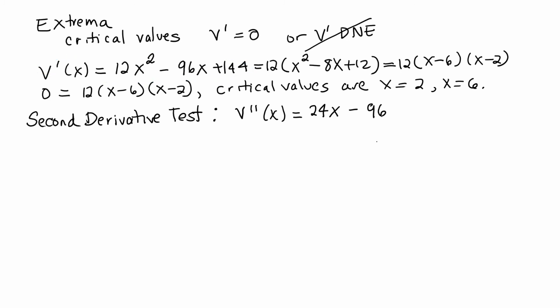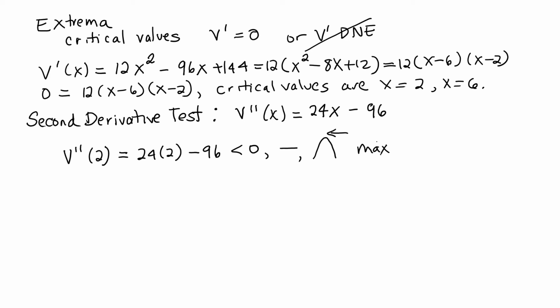Let's evaluate it in each of the critical values. So I want to know the sign of the second derivative evaluated at 2. That's 24 times 2 minus 96. You don't even have to compute that to know that's going to be less than 0. Less than 0 means it's negative. And for the second derivative, if it's negative, then it's concave down, and we notice the most extreme point gives us a maximum. So we know that when x equals 2, we get a max.